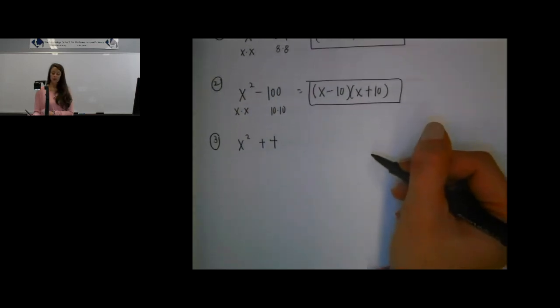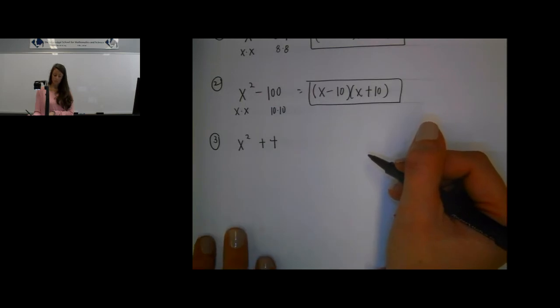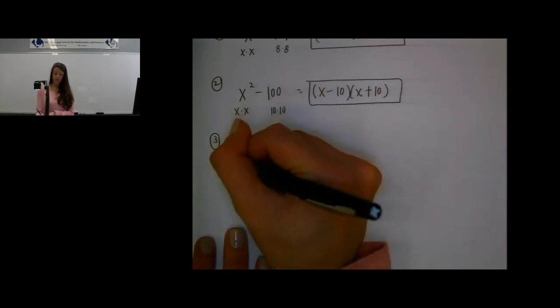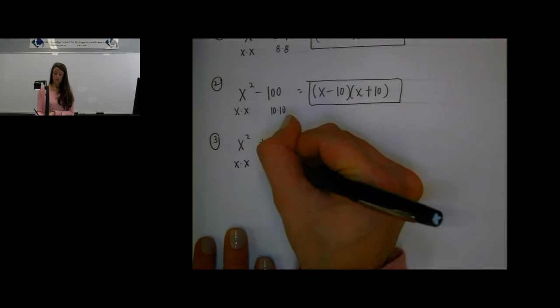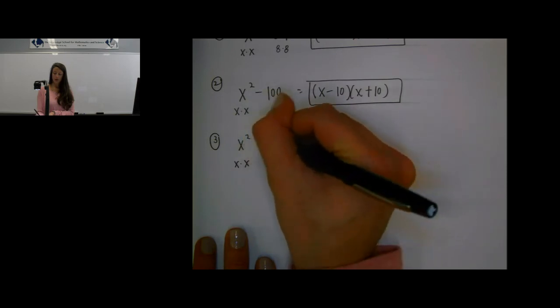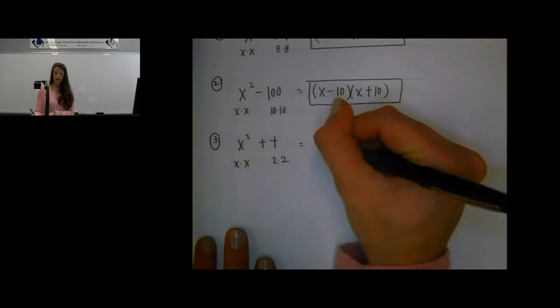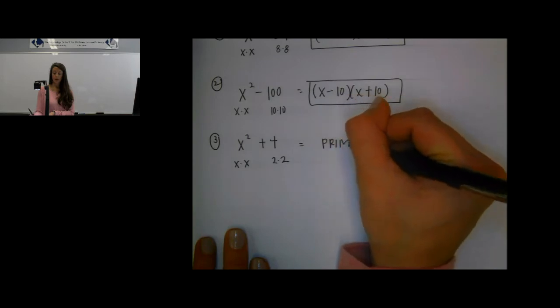Okay, what about this one? x squared is x times x. 4 is 2 times 2. They are separated by a plus sign. Can't factor this one, so we write prime.